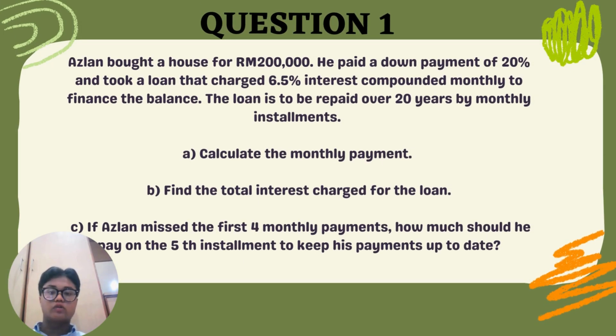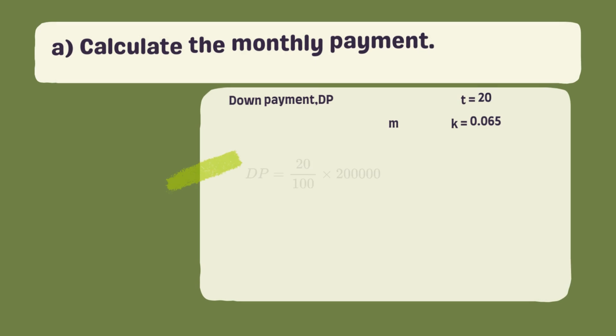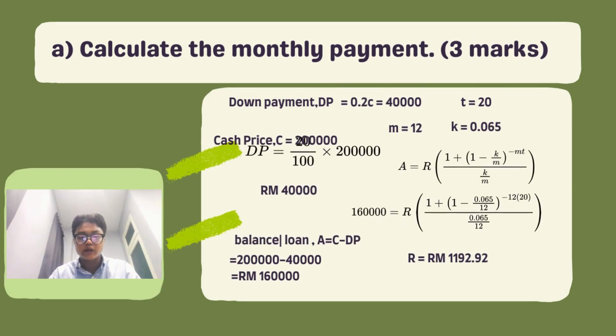So let's move on to our next slide. Azlan bought a house for 2,000 and he paid a down payment of 20% and took a loan that charged 6.5% interest compounded monthly to finance the balance. The loan is to be repaid over 20 years by monthly installment. If Azlan wants to settle the loan immediately after the 200th payment through a single payment, find the single payment.